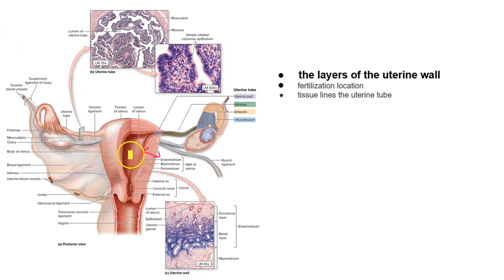So make sure you know these layers of the uterine wall in order from innermost to outermost. We have the endometrium. Endo means inside. Myometrium, myo means muscle, as the middle layer of the uterine wall is made up of smooth muscle, and then the outermost layer is the perimetrium.